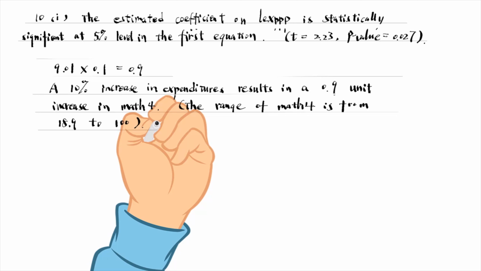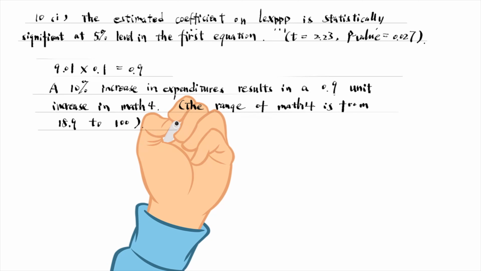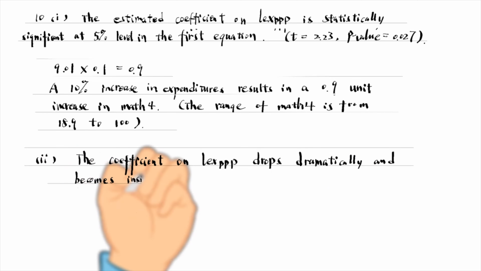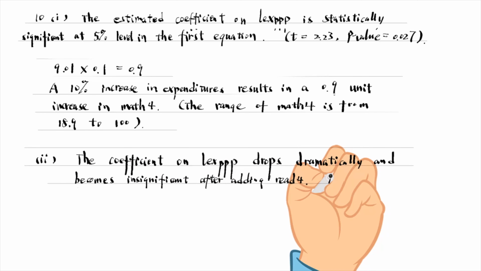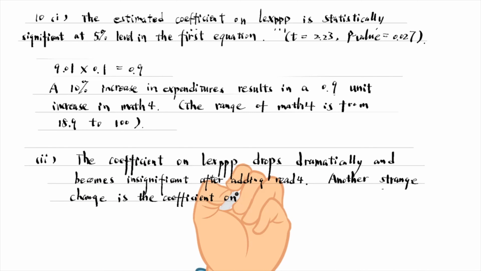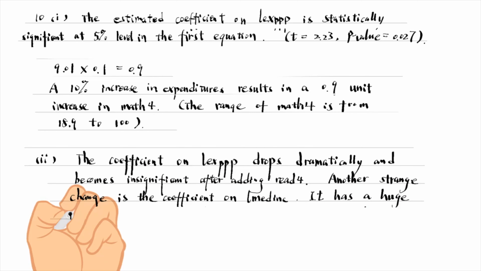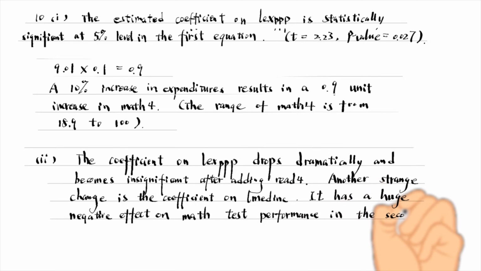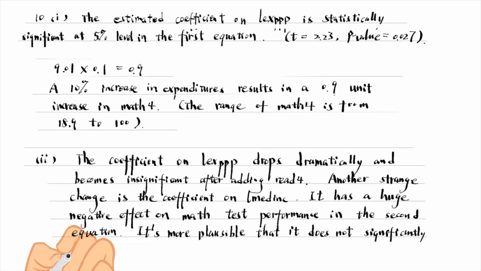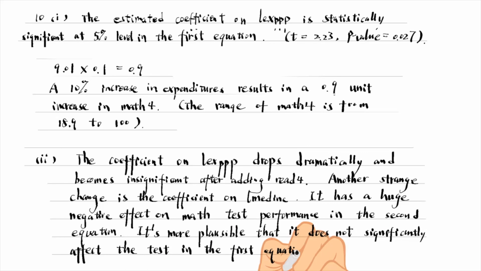After adding the reading test performance variable to the model, the coefficient on the log of expenditures drops dramatically and becomes insignificant. Another strange change is the coefficient on the log of median family income. It has a huge negative effect on the math test performance in the second equation. It is more plausible that it does not significantly affect the math test after controlling for the other variables in the first equation.